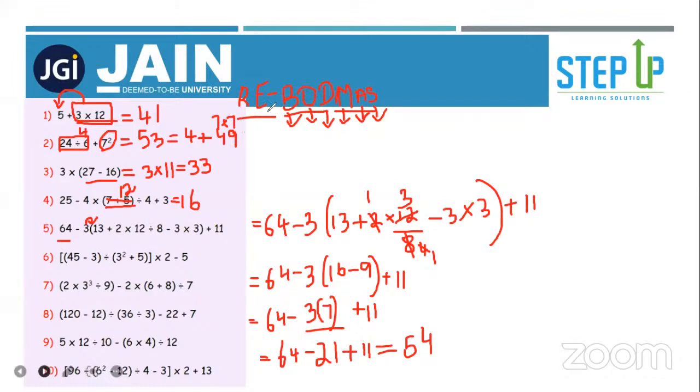Okay, next one. Fifth one is clear. So the answer is 54. Most of you were right. Hossein, have to check your answer again.